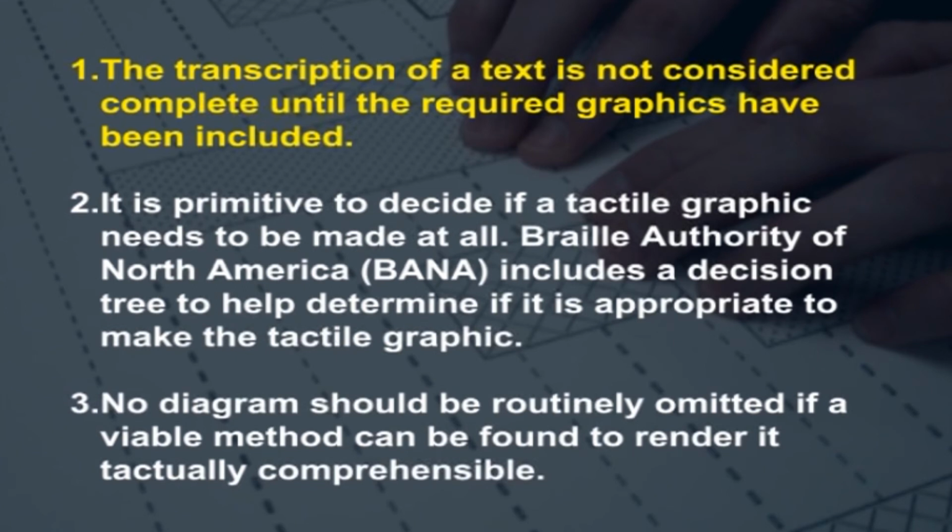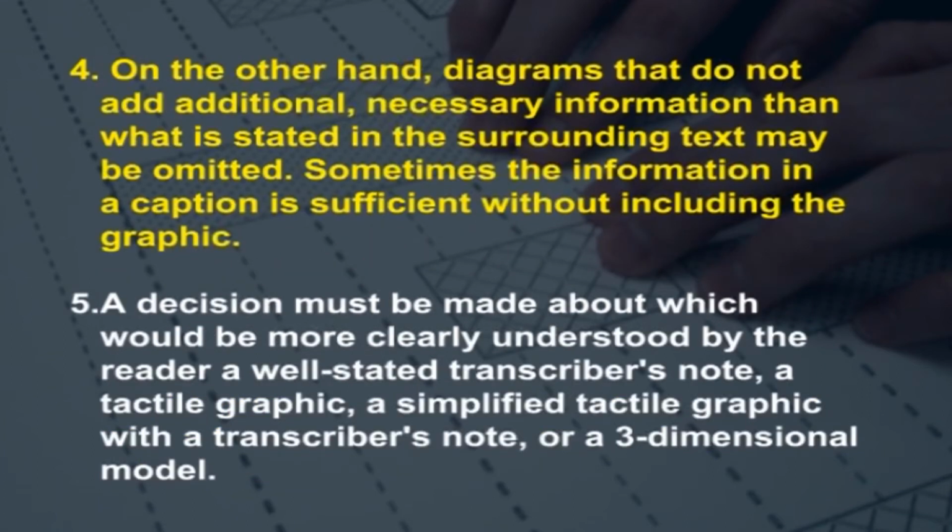First of all, the transcription of the text is not considered complete until the required graphics have been included. It is primary to decide if a tactile graphic needs to be made at all. The Braille Authority of North America includes a decision tree to help determine if it is appropriate to make the tactile graphic. No diagram should be routinely omitted if a viable method can be found to render it tactually comprehensible. On the other hand, diagrams that do not add necessary information beyond what is stated in the surrounding text may be omitted.